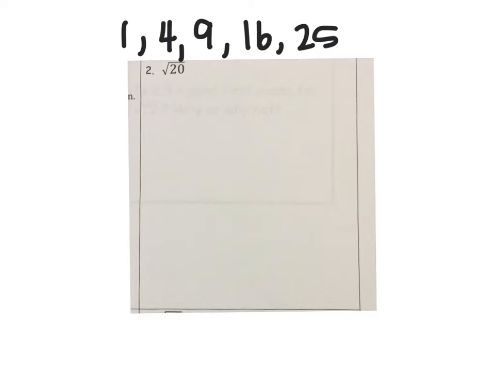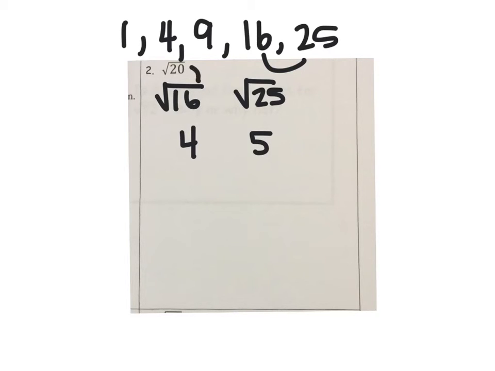So let's try the same thing for the square root of 20. Remember your perfect squares. 1 squared is 1, 2 squared is 4, 3 squared is 9, 4 squared is 16, 5 squared is 25. So 20 falls between 16 and 25. So the square root of 20 falls between the square root of 16 and the square root of 25. So it falls between 4 and 5.